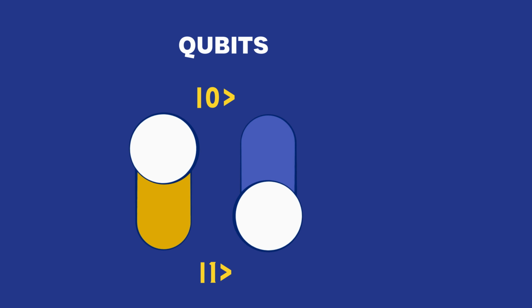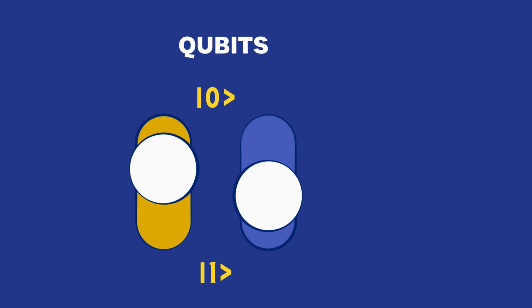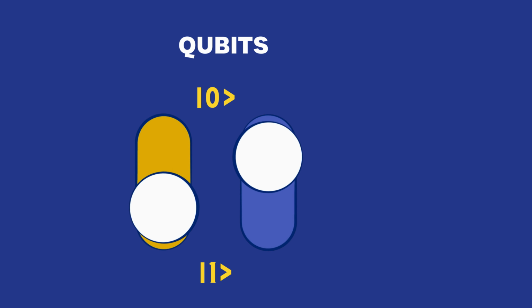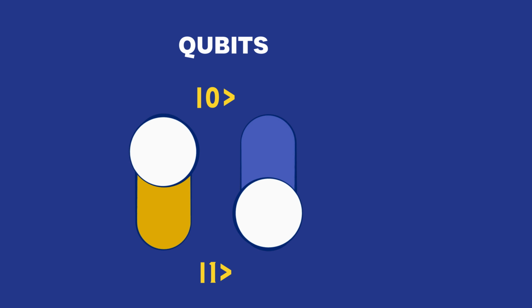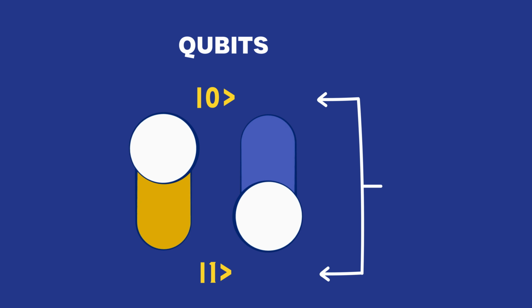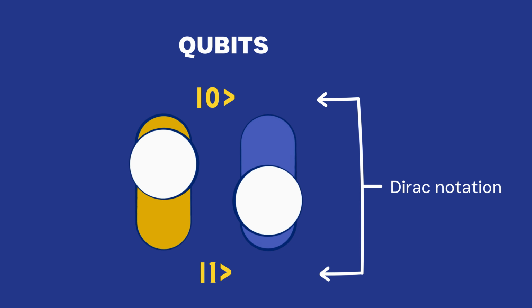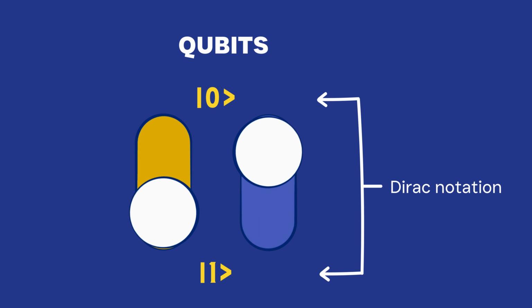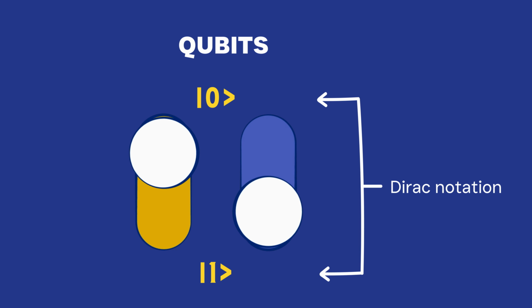In previous videos, we have mentioned that qubits can be in a superposition of states. That means that they can take the state 0 or 1 at the same time, whereas bits can only take one value at a time. This weird notation is called the Dirac notation, and is the standard notation for representing a state in quantum mechanics.